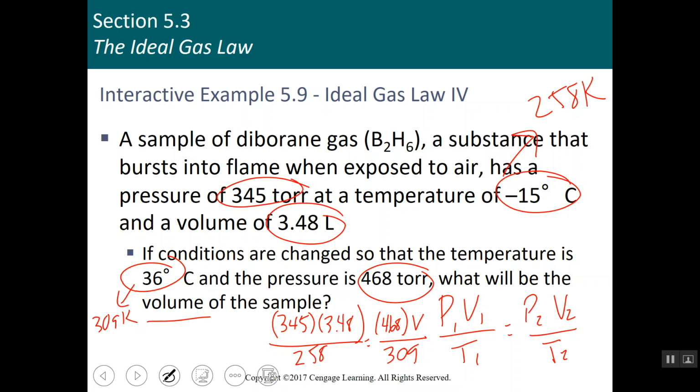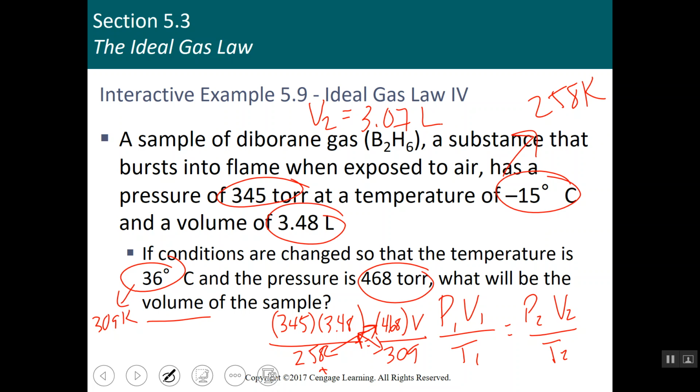So on this, what you're going to do is you're going to cross multiply. So what I'm going to have is 345 times 3.48 times 309. And then when I cross multiply here, I end up with these two numbers, the 258 and the 468. So I'll have to divide, and I'll have to do that with parentheses. So all those numbers I had before divided by parentheses, 258 times 468, close my parentheses, and that's going to give me a second volume of 3.07 liters.